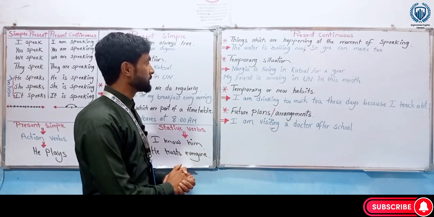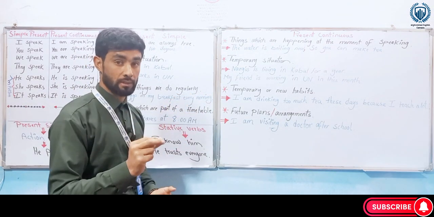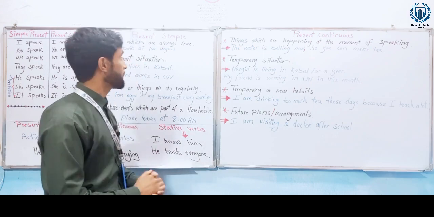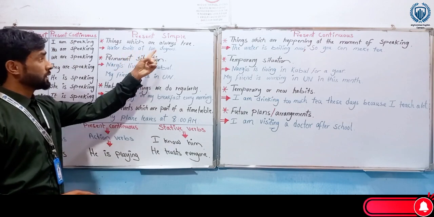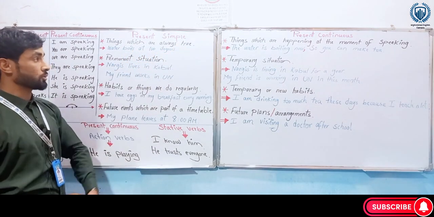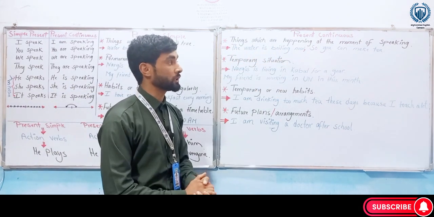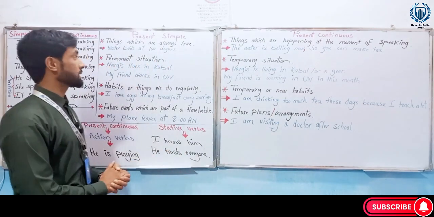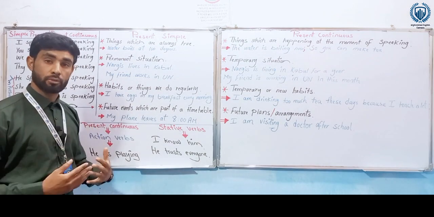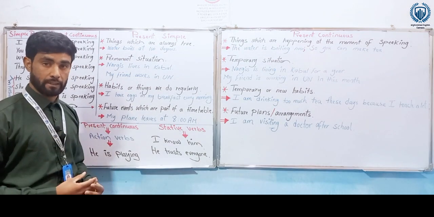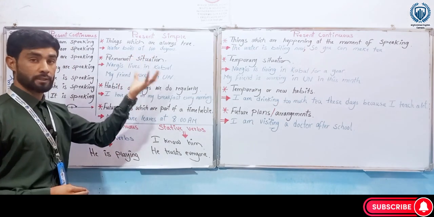Let's come to some of the usages and the specific differences of these two tenses regarding their concepts. Present simple is used to show things which are always true. Present continuous is used for things which are happening at the moment of speaking. Look at these two examples. Water boils at 100 degrees. It's a true issue and it's a fact. Of course, water boils at 100 degrees. It's a fact, it's true.